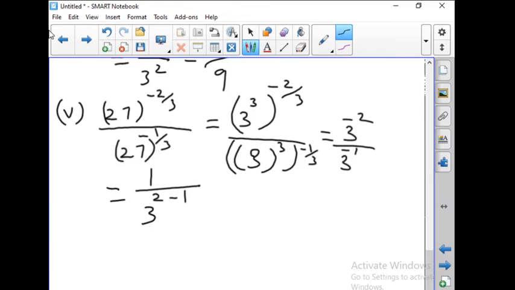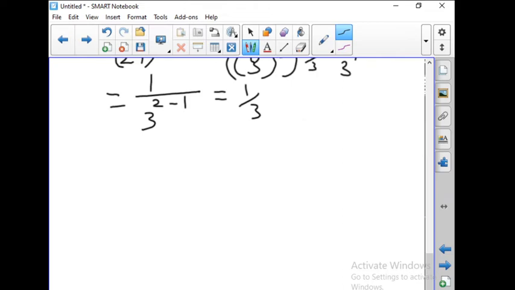Question number 1, 2 and 3, you can take it for homework. The first subdivision, second and third subdivision you can take it for homework, which is very, very simple. Now coming to the second question.